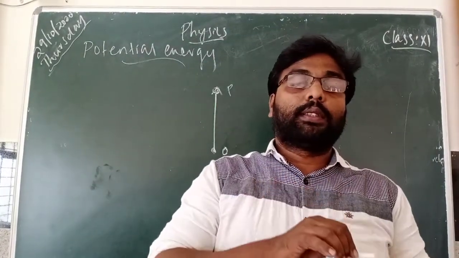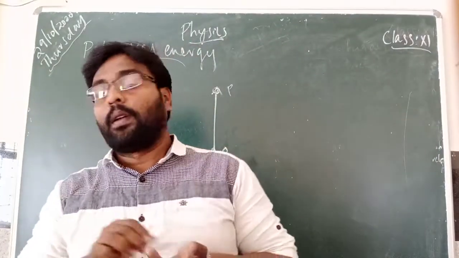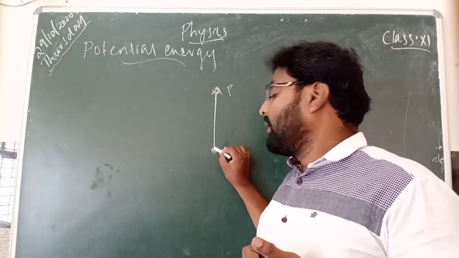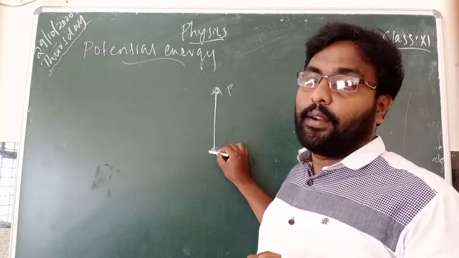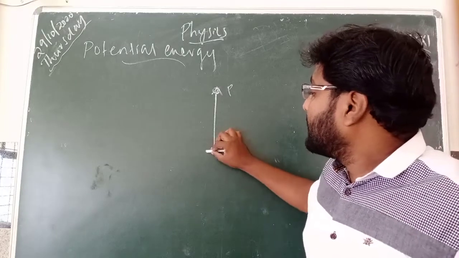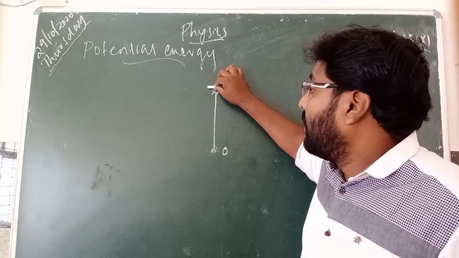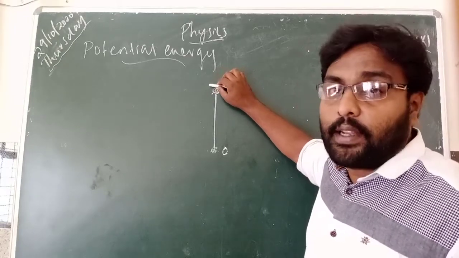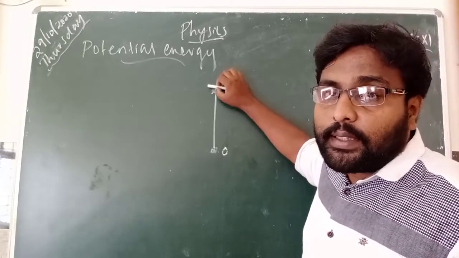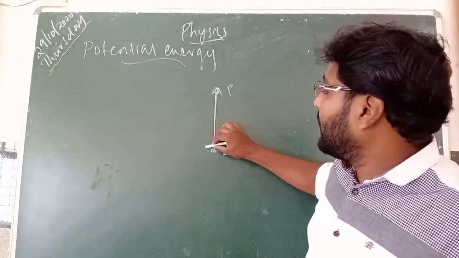In its initial position, the potential energy is 0. In this initial position, the potential energy is 0. From this initial position, this object is lifted upward by using an external force. Due to this external force, some work has to be done. Work has to be done means what? It is lifted.